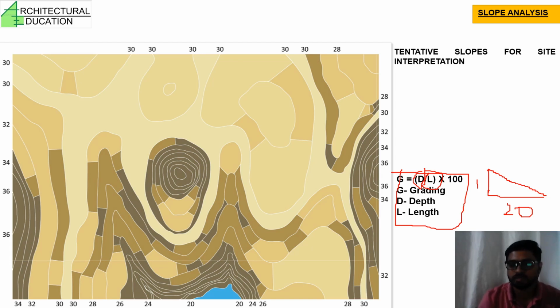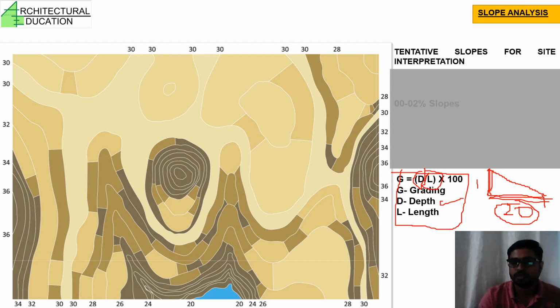In many countries the formula will vary. For example, in certain countries gradient is equal to rise by run into 100. In certain countries it will be vertical height by horizontal distance between two points on two different contours. So don't get carried away by them. The formula's core idea remains the same.